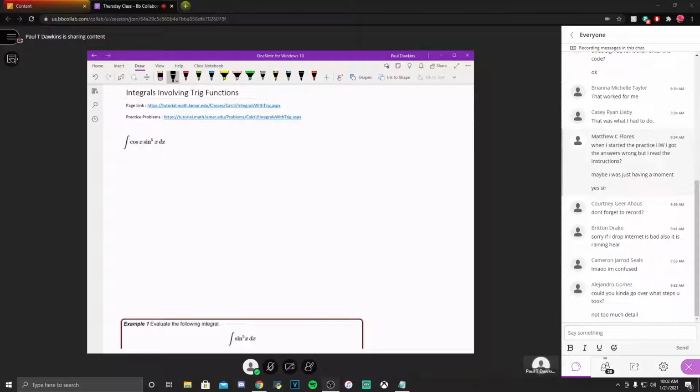So this problem sitting right here at the top. Okay, a simple integral of cosine times sine to the fifth. That's it.